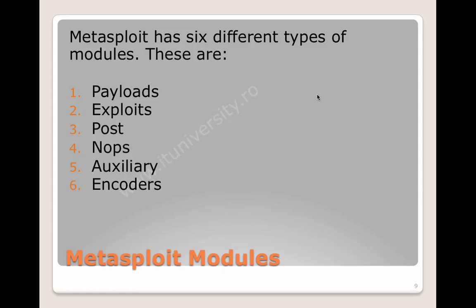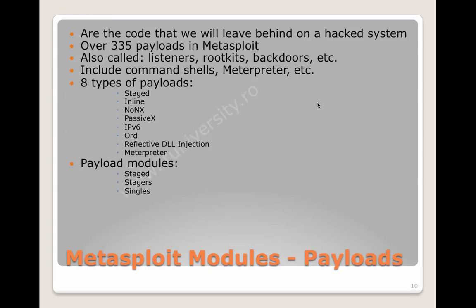Metasploit has 6 modules that are shown here. We'll use most of them during the labs. The payload module contains code that we leave behind on a hacked system. Actually, this is the whole purpose of finding vulnerabilities and exploiting them, to get to the point where we can put our code in the remote target.